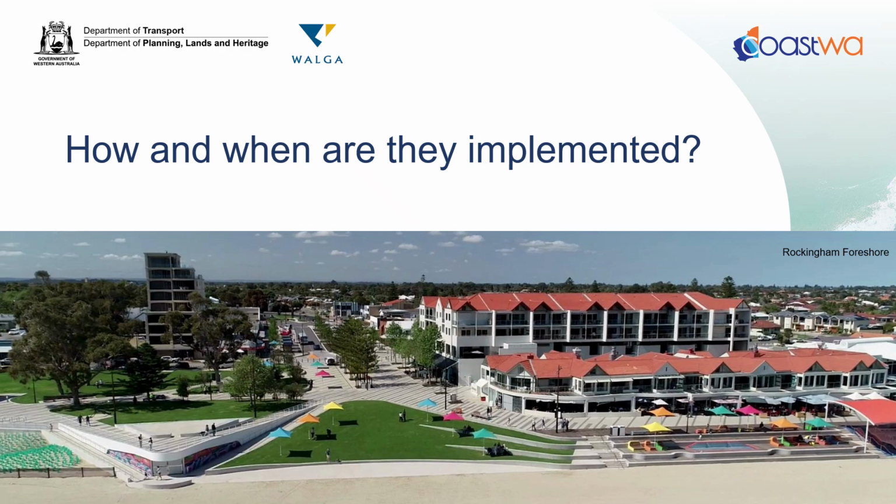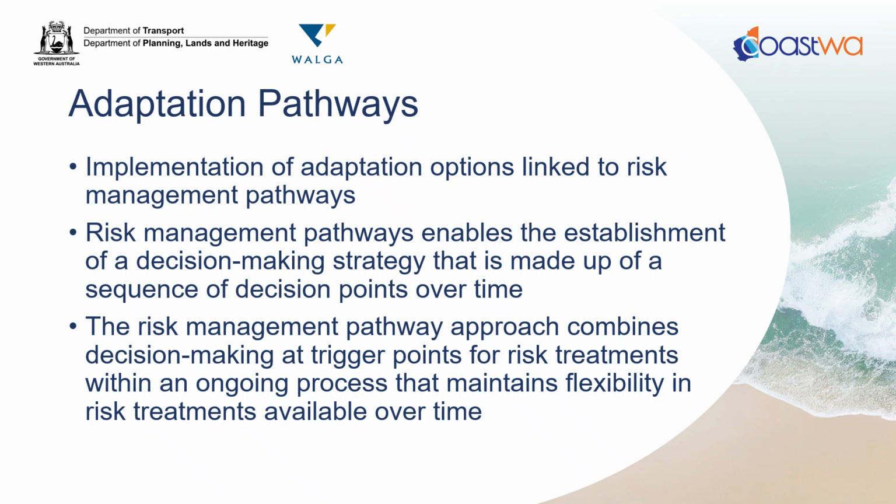We're now going to discuss how and when our adaptation options are implemented. The implementation of adaptation options is often linked to risk management pathways. These risk management pathways enable the establishment of the decision-making strategy. It's made up of a sequence of decision-making points over time. So you reach a trigger or a decision-making point. At that point, choose to stay on or choose a new pathway.